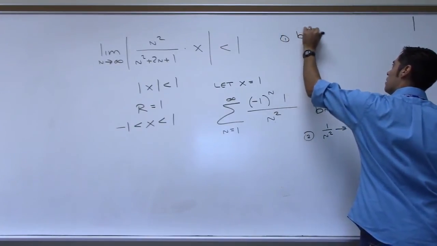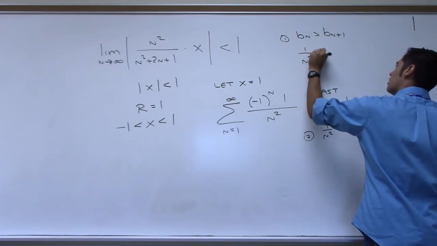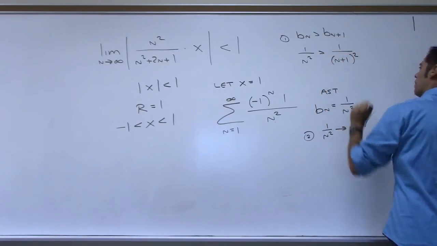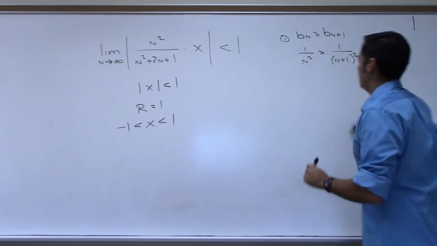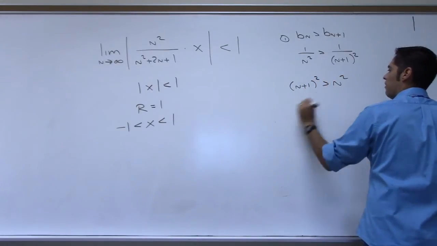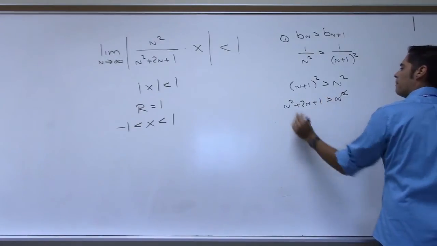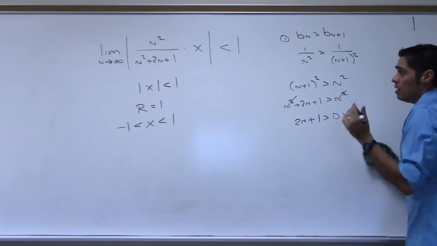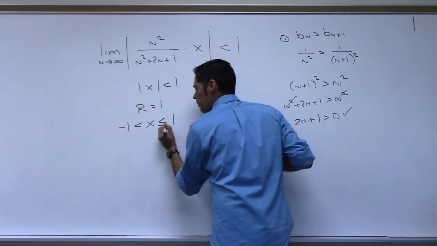So I want to show b sub n is greater than b sub n plus 1. I need to show 1 over n squared is greater than 1 over n plus 1 squared. And this is n plus 1 squared is greater than n squared. That's obvious, but I'll do it again. So 2n plus 1 is greater than 0. That checks off. So this converges. If x is 1, we converge. So that's good. I want to include it.